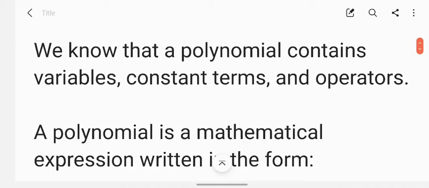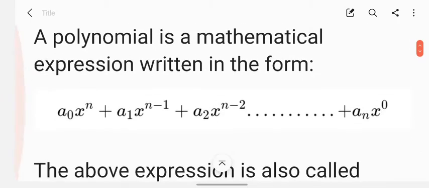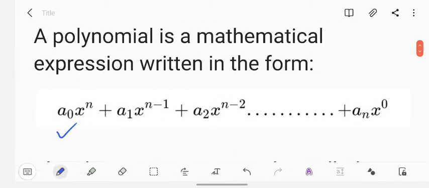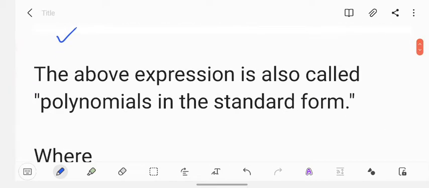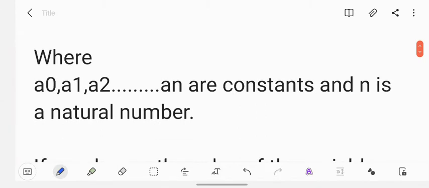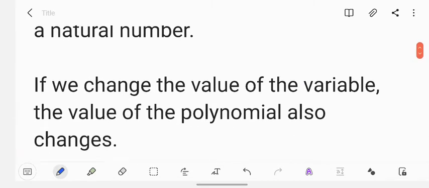So we know that a polynomial contains variables, constant terms and operators. A polynomial is a mathematical expression written in this form: a0 x^n plus a1 x^(n-1) plus a2 x^(n-2), in descending order till a_n x^0. The above expression is also called a polynomial in the standard form, where a0, a1, a2 are constants and n is a natural number. If we change the value of the variable, the value of the polynomial also changes.